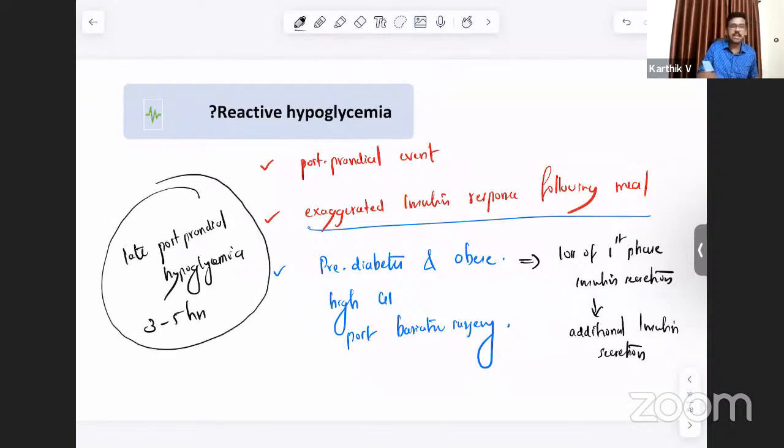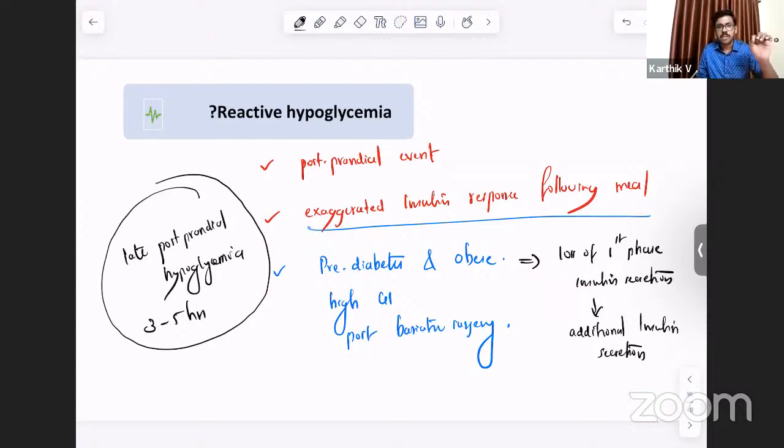So 3 to 5 hours following a meal, the patient develops hypoglycemia, and this pattern is repeated time and again whenever the patient takes low glycemic index foods. So this history is very important. And in such patients, you specifically look at the fasting blood glucose level and the HbA1c, and see whether it belongs to the pre-diabetes category.